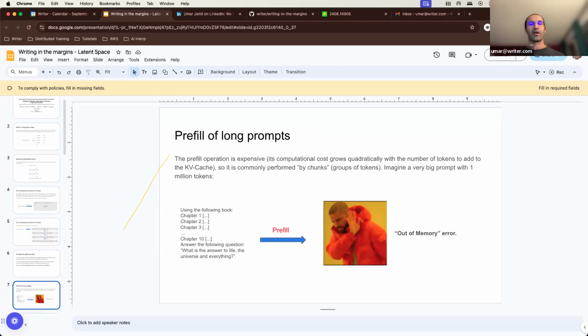So imagine you have a very long prompt. Suppose that you have a book and you want the language model to answer questions about this book. Suppose that this book is like 1 million tokens long. If you do the prefilling of this 1 million tokens prompt in the KV cache, the language model will actually not be able to do that because, as I said before, the prefilling is one of the most expensive operations that we do when inferencing language models. Why? Because it's quadratic with respect to the sequence length in terms of memory and also in terms of compute. So language models actually cannot prefill the entire prompt in one single pass in the KV cache.